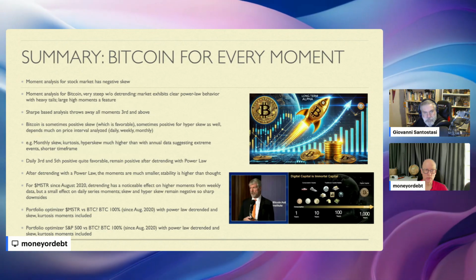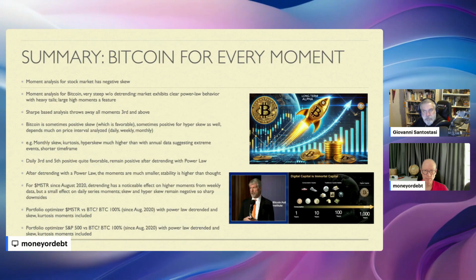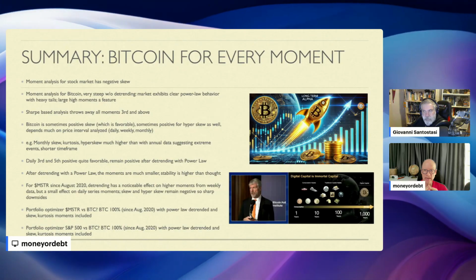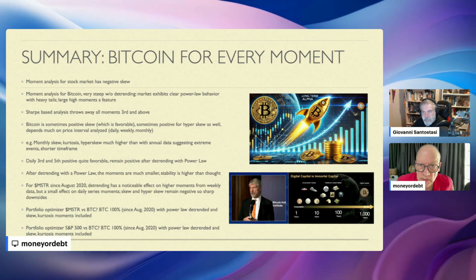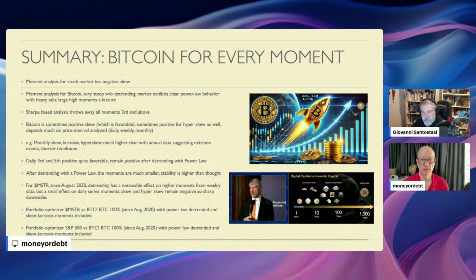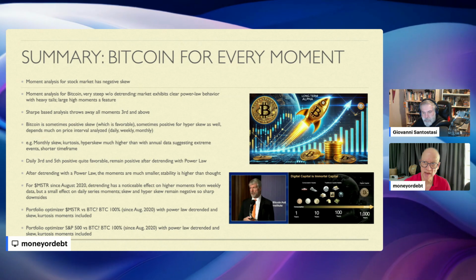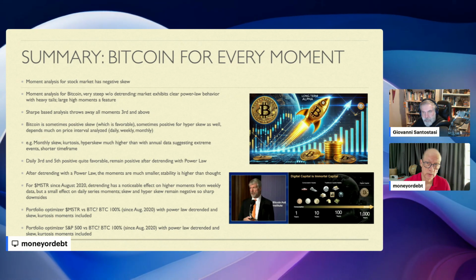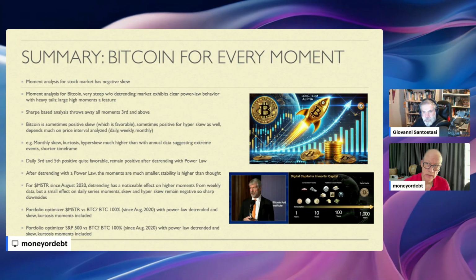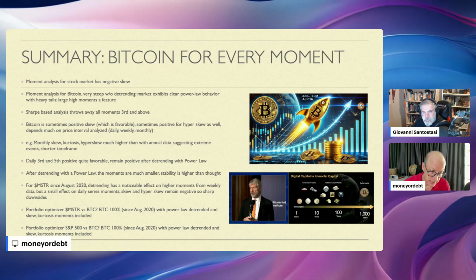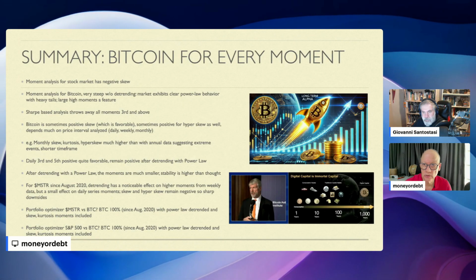Okay, summarizing: analyzing the higher moments of Bitcoin, always keeping the power law in mind. The moment analysis for the stock market shows negative skew. For Bitcoin, it is very steep before you detrend with the power law, if you use just the traditional daily variations. But we know the market exhibits clear power law behavior with heavy tails, and the higher moments that you measure in the daily residual analysis actually get interpreted as indicating this power law behavior. So large higher moments are a feature.